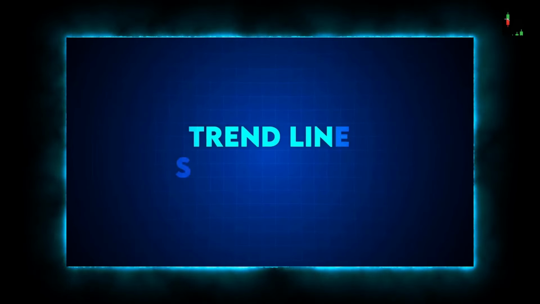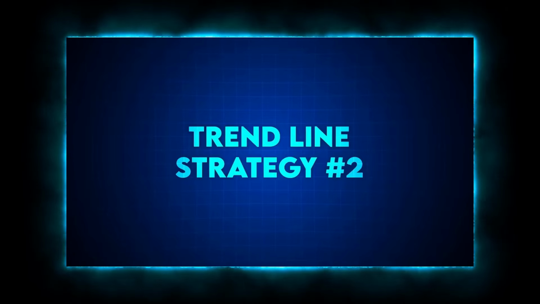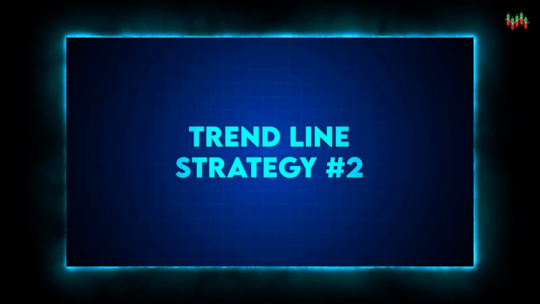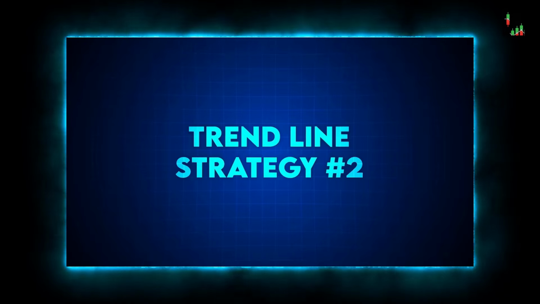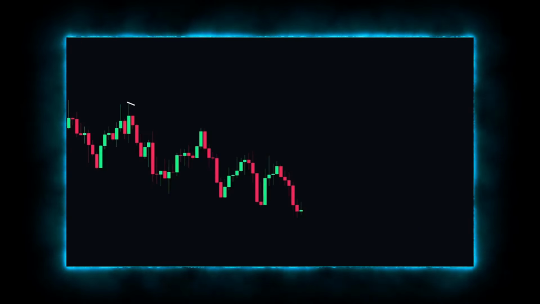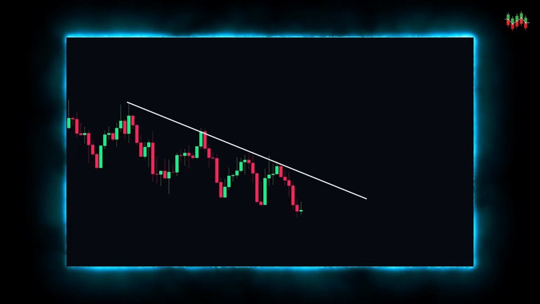Now, there's actually another trend line strategy that I use, and this one can potentially bring in even more profits. So let's move on to strategy number 2. The way this strategy works is simple. Let's say we have an established trend line during a downtrend.